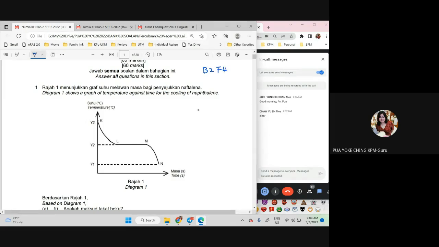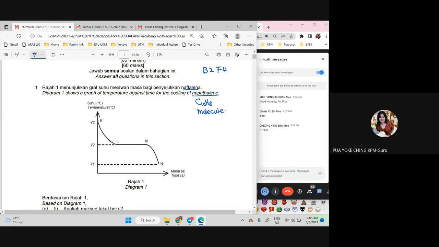So, the question shows a graph of temperature against time for the cooling of naphthalene. Please make sure you read carefully and jot down notes, meaning make notes of anything important. First, naphthalene. Please remember the chemical formula of naphthalene. It is C10H8. Make the note right here: this is a molecule.